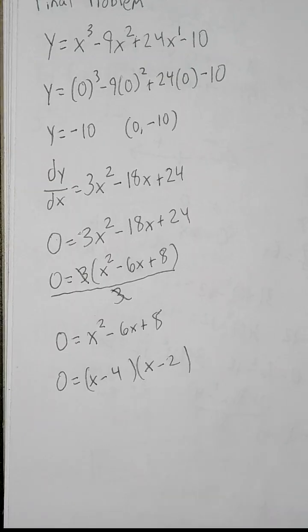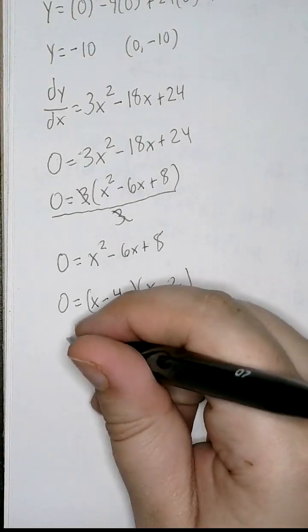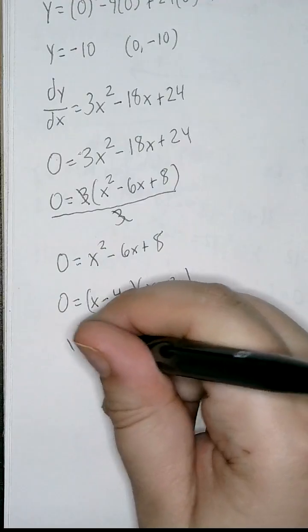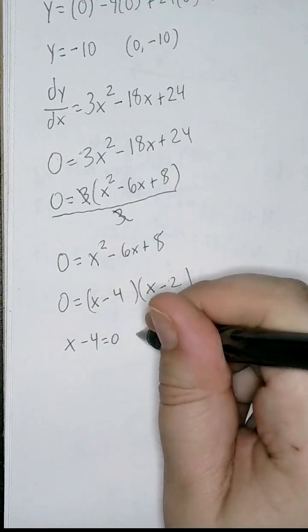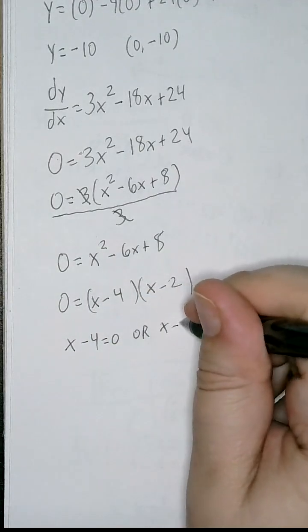So now I can use the zero product property to say either x minus 4 equals 0 or x minus 2 is equal to 0.